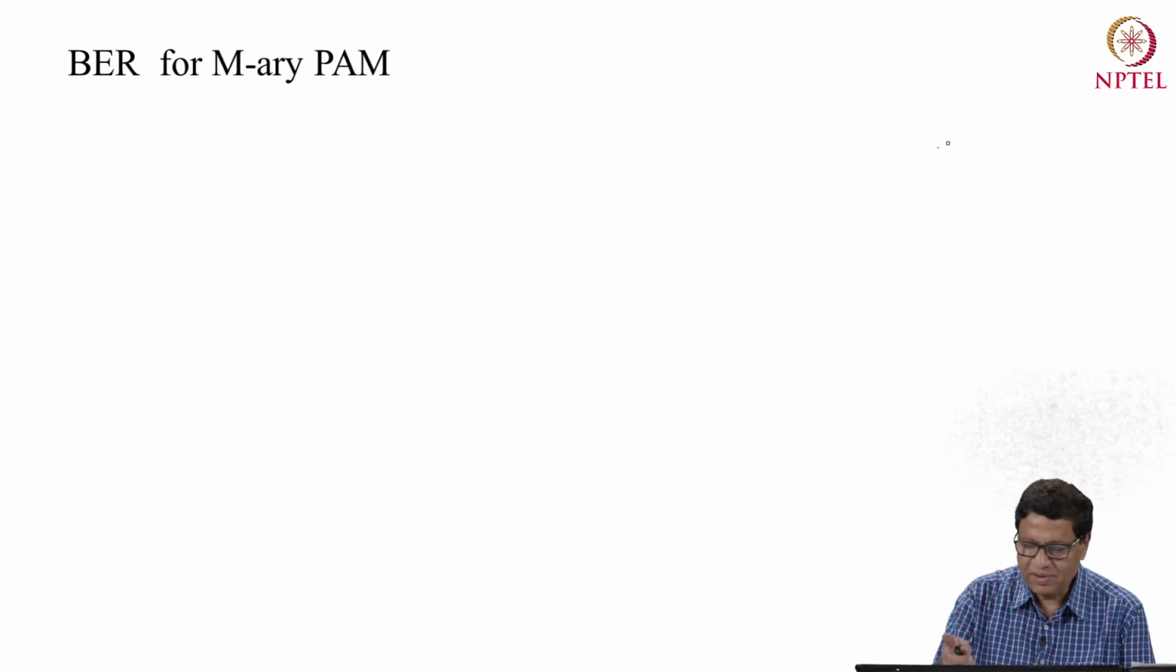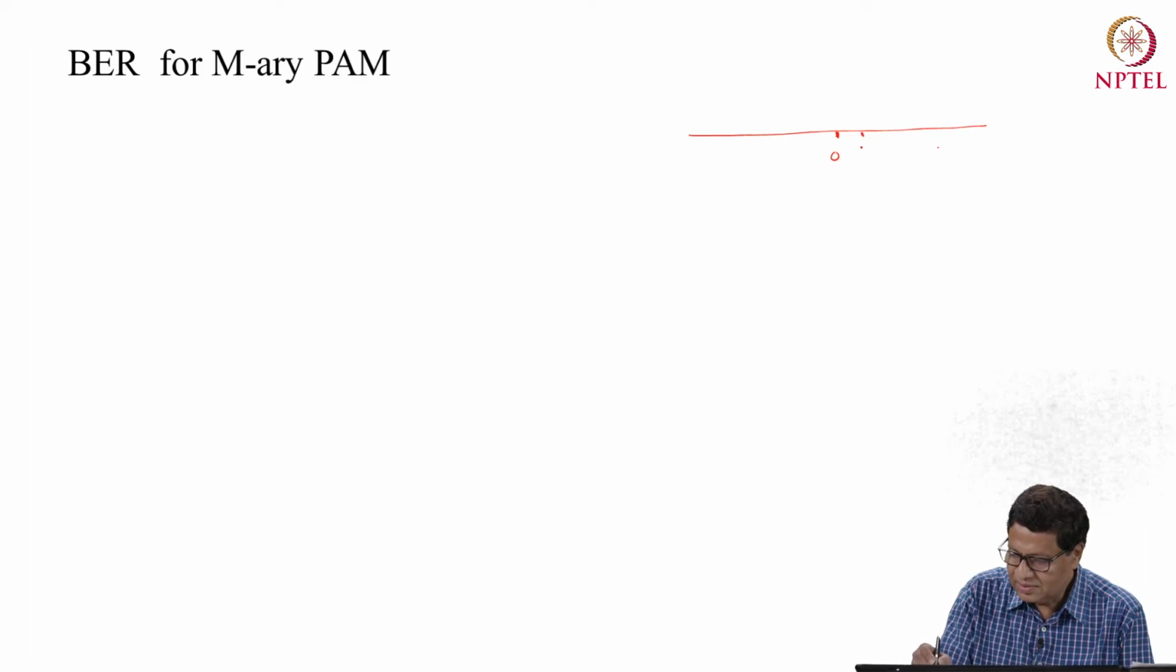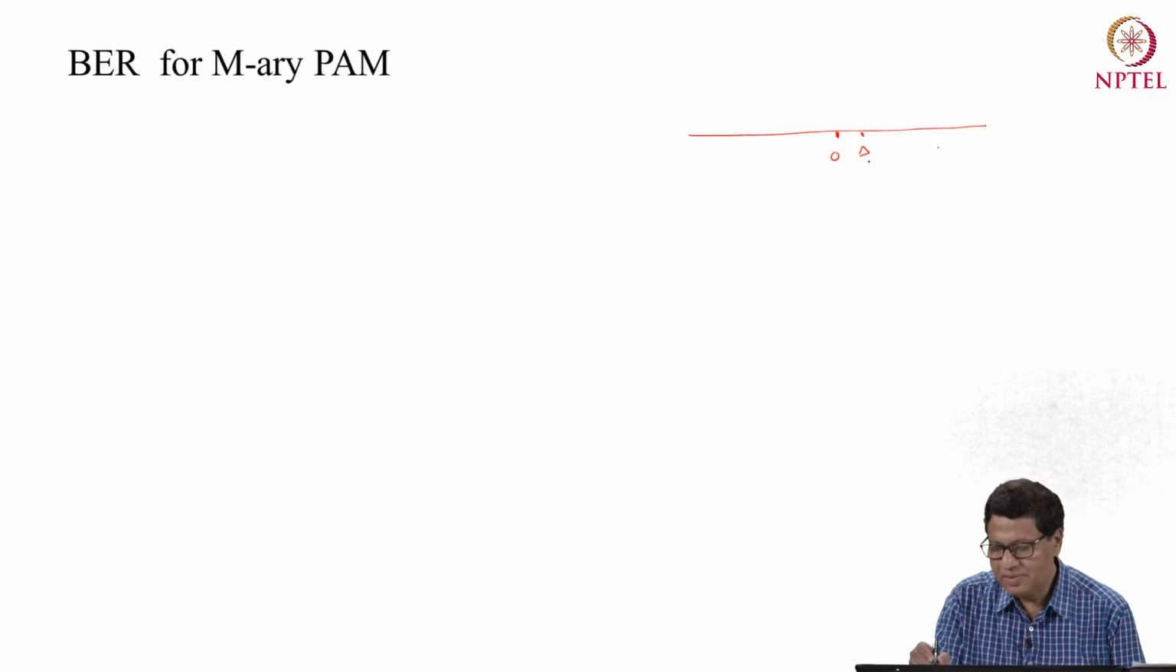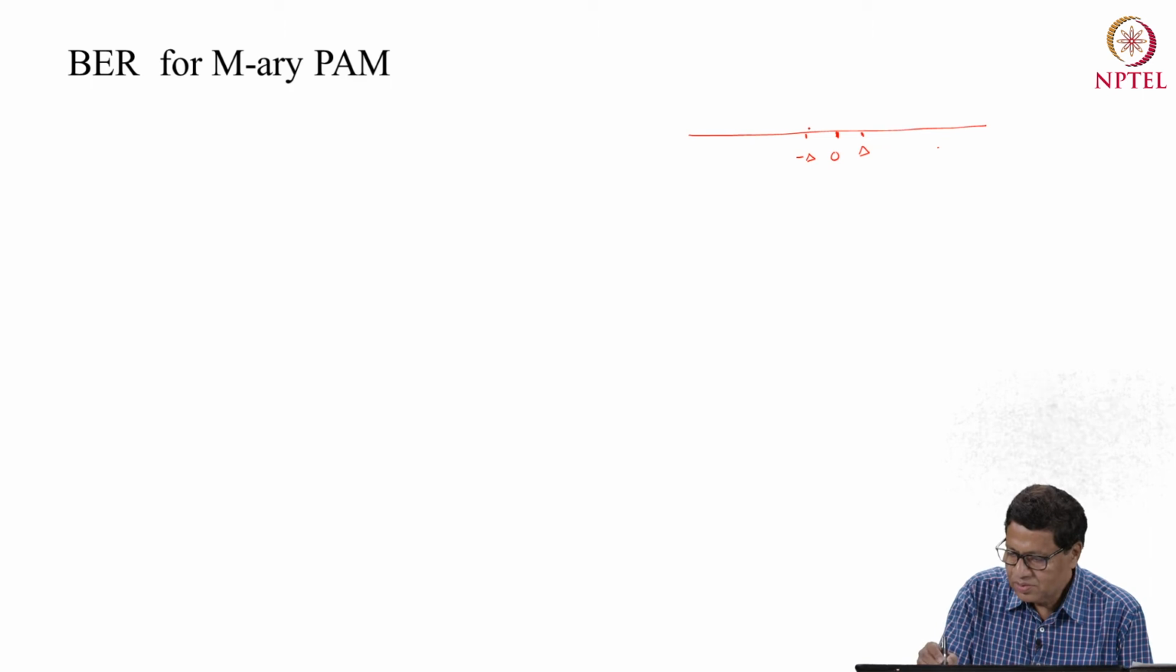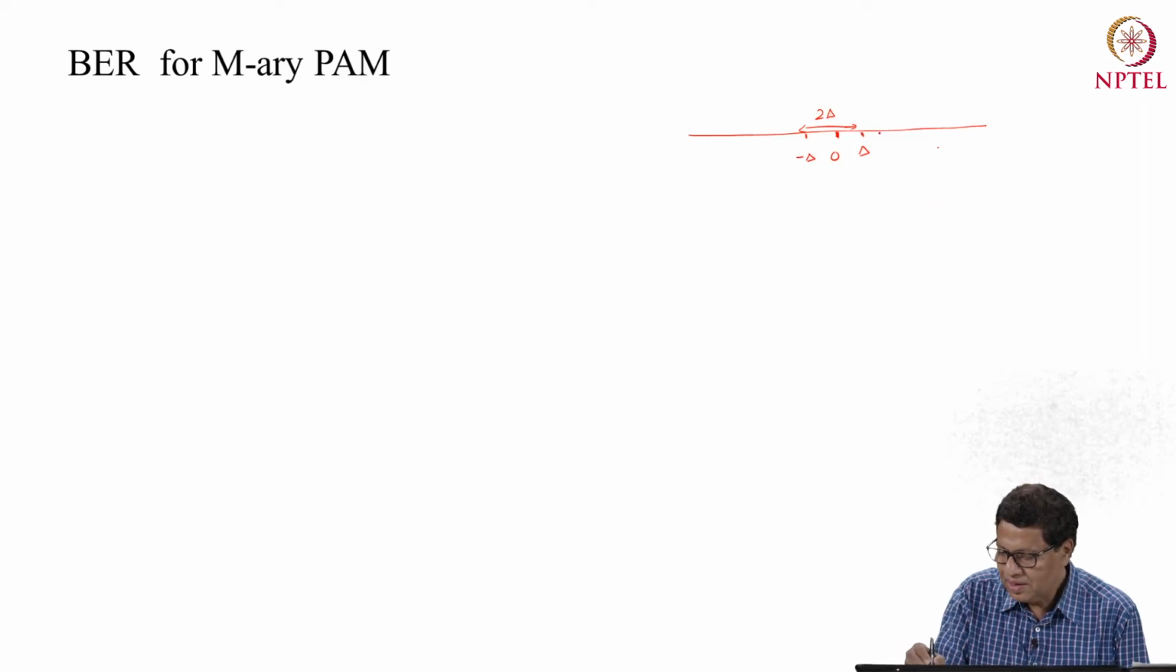So let me draw the constellation of an M-ary PAM system. It will be, so say this is 0, and say this is delta, which is delta distance away, and this is say minus delta. So this whole thing between two constellation points, the spacing is 2 delta. The next will be at 3 delta. So this spacing, if you see, is again 2 delta.